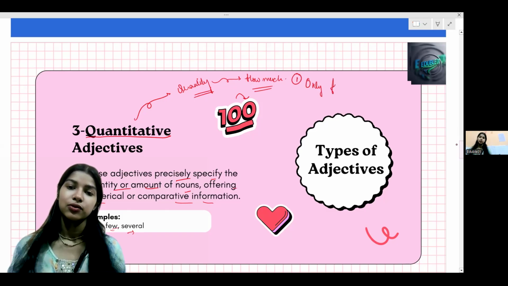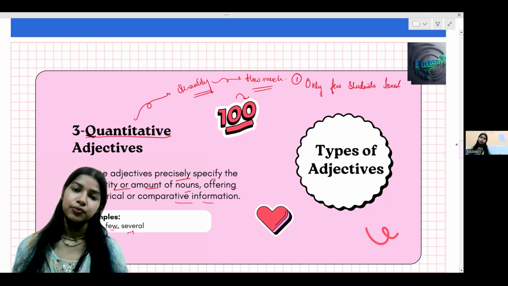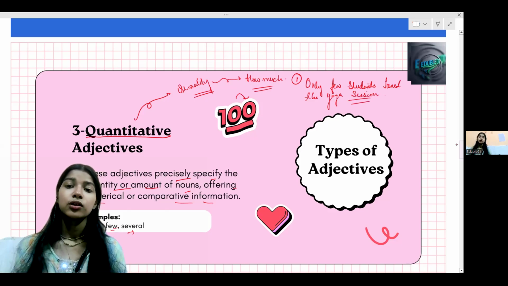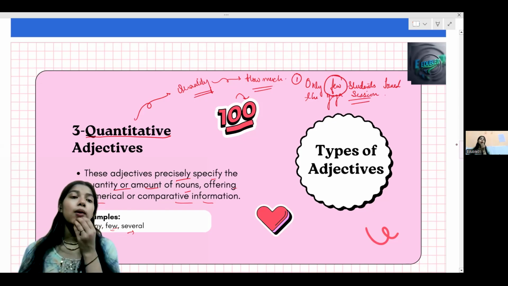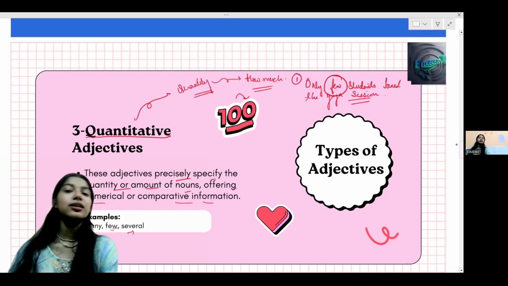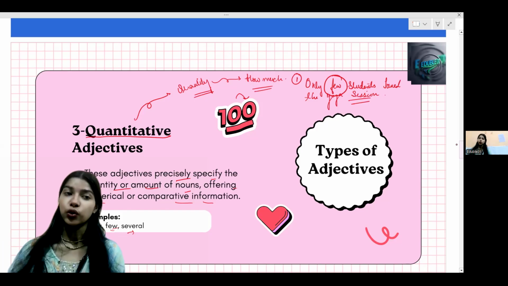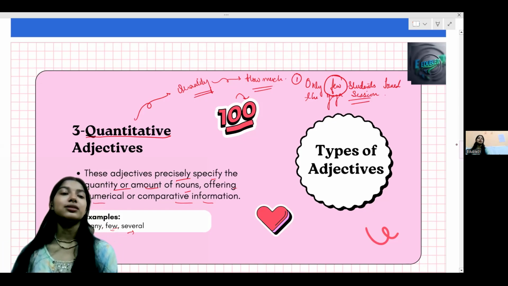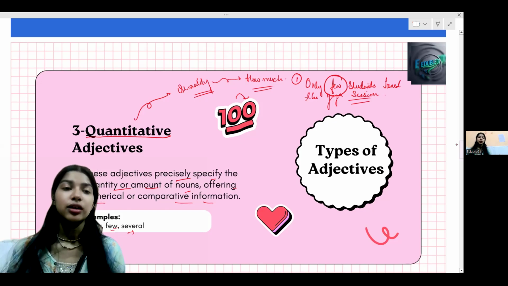Only few students join the yoga session. So the word few is telling us the quantity. It is telling us the specific quantity of students that have joined the yoga session. So the word few is the quantitative adjective here. Okay.